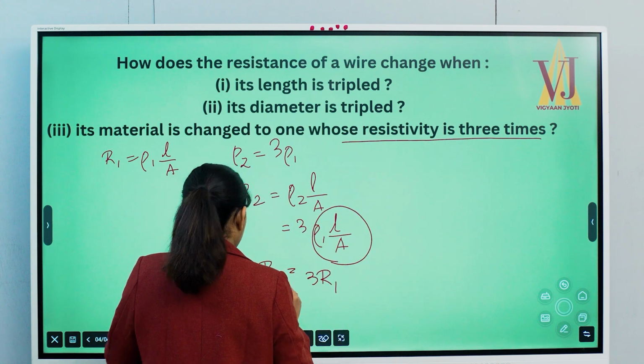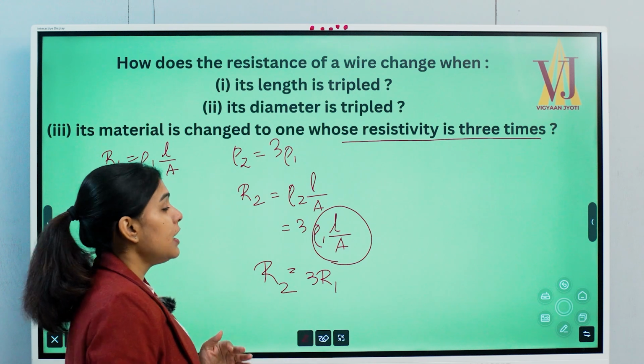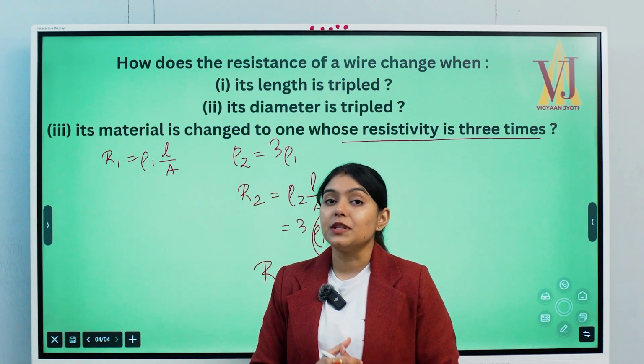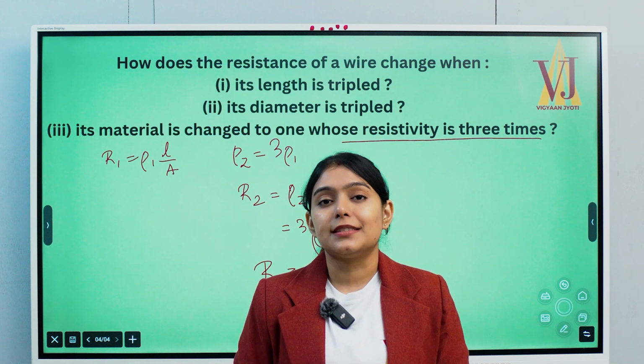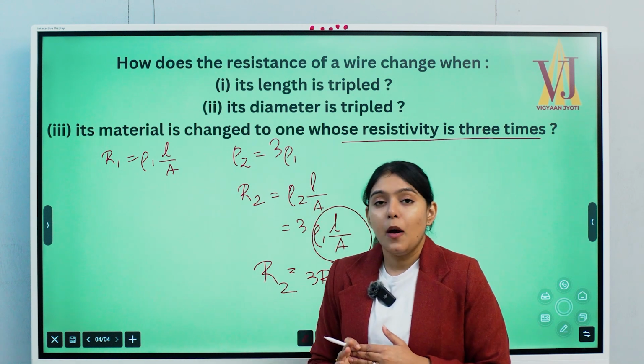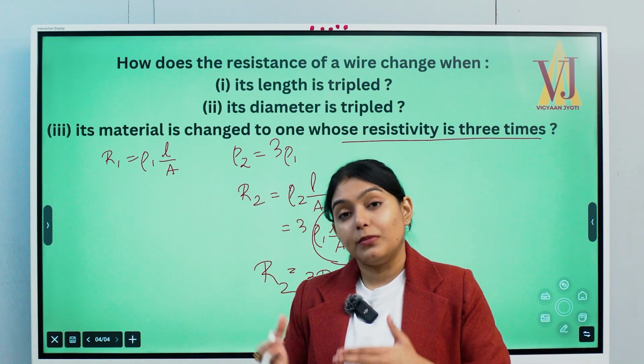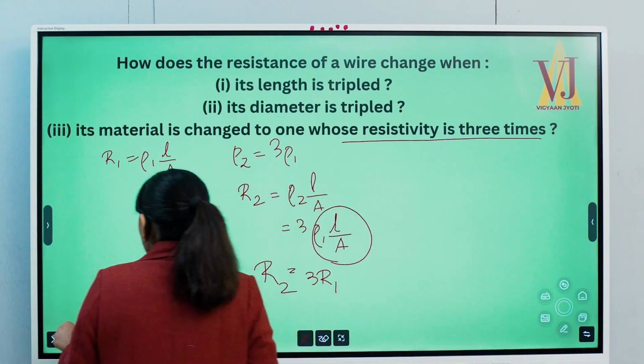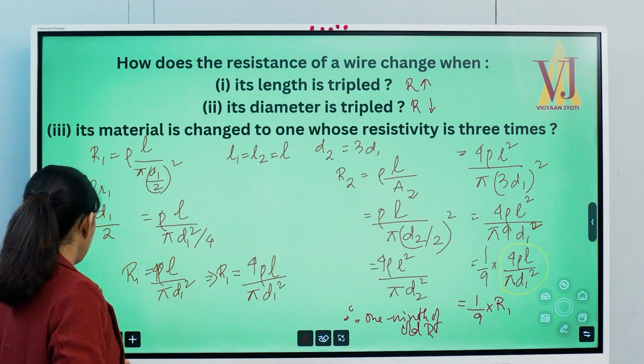That means if my resistivity is increasing by 3 times or length is increasing by 3 times, we need to increase my total resistance by that many times. Clear? Only for the area, it is decreasing to 1/9. Clear? That means overall we have understood this part.